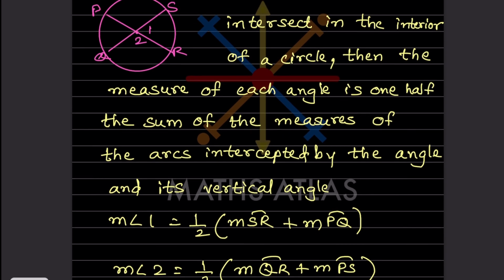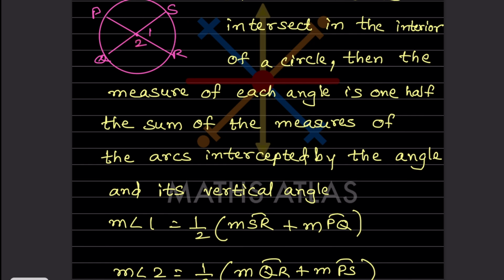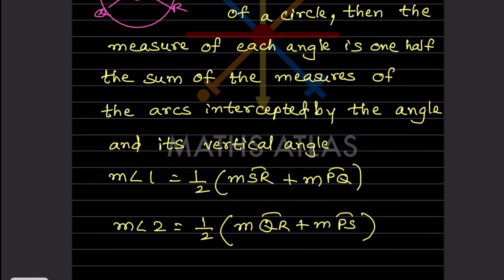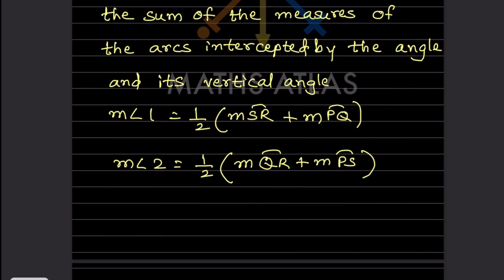And measure angle 2 will be, what is that? That will be for the arc QR plus the arc PS. Hope you got this. So measure angle 2 is half of measure arc QR plus measure arc PS.